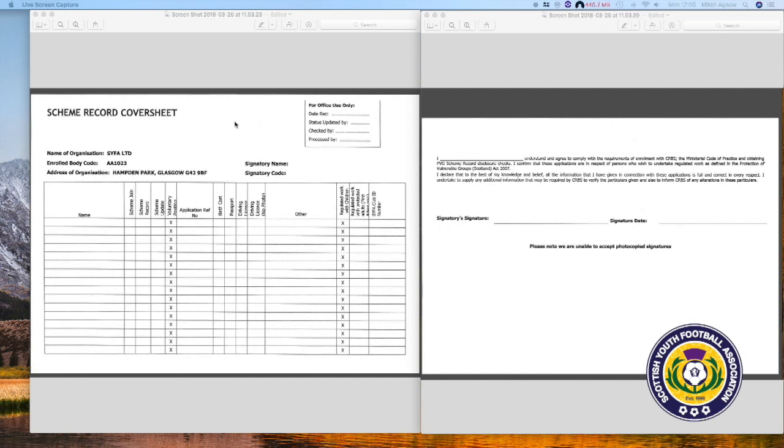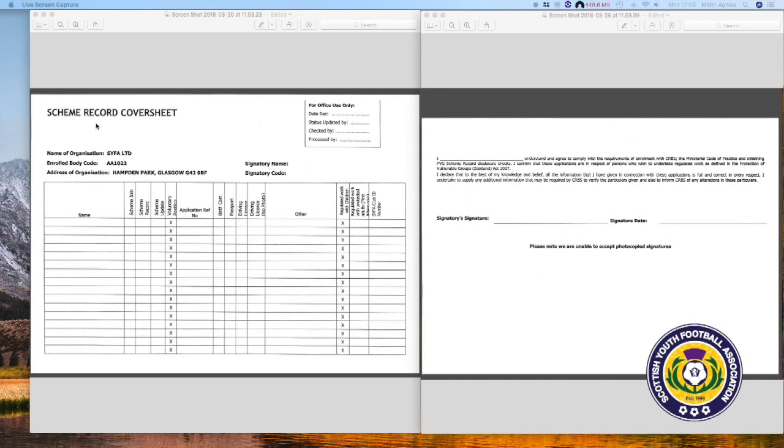Unfortunately, with the new GDPR rules, we are not able to hold these forms, so if the forms have a problem on it, if there's a mistake on it, we have to destroy the form and inform the person we've destroyed their application, and they have to start all over again. So it's really important that we get it right first time.